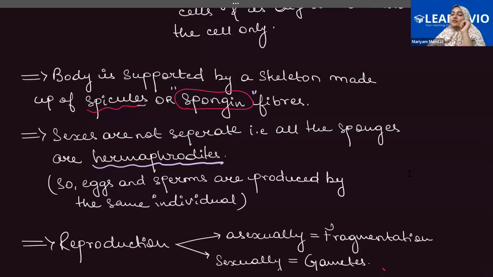Anyway, so in terms of animals, we don't say bisexual, we say hermaphrodites. Hermaphrodites are the ones that have both male and female sexes in one. So eggs and sperms are produced by the same individual, one individual.